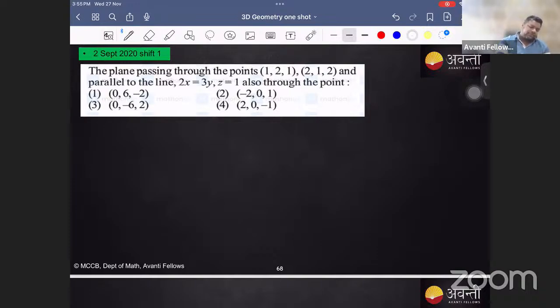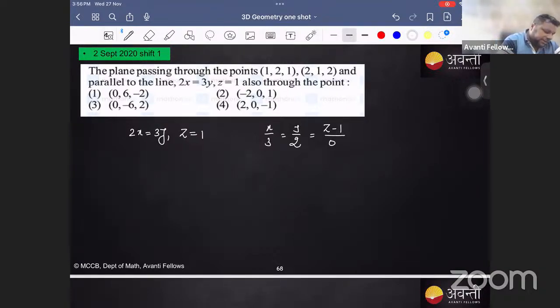Now see, first of all, understand how this is a line. 2x equals 3y and z equals 1. This is basically the line of intersection of these two planes. One is 2x equal to 3y, the other is z equal to 1. So in the form of a line, I can write it as x upon 3, y upon 2, z minus 1 upon 0. Got it? You can write it this way.